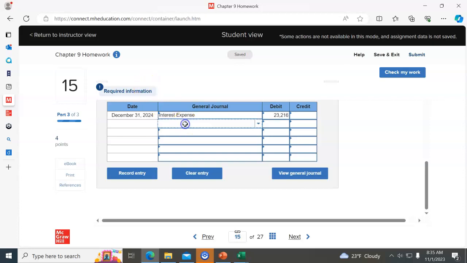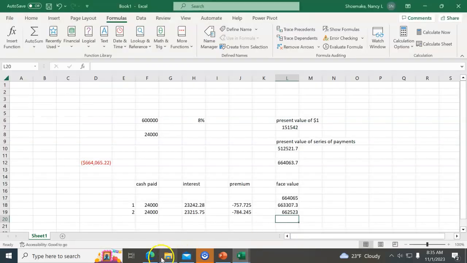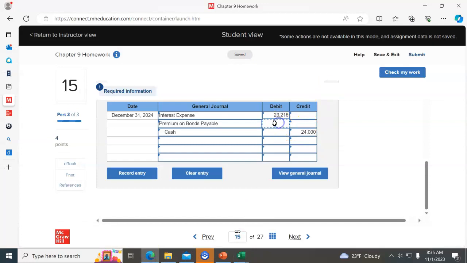23,216. The premium on the bond payable is going to be the 784. Does that make sense, guys? How we're figuring that? Yes?